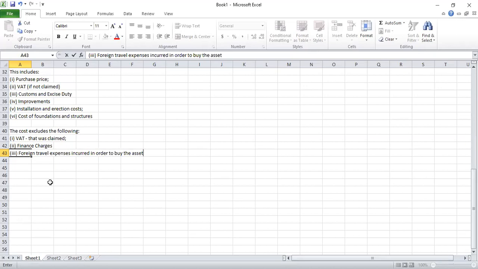Why don't they include the foreign travel expenses incurred to buy the asset, but they include delivery? Delivery will be included. When we talk about foreign travel expenses, maybe we mean officials going to a foreign land to acquire the asset, and you give them travel allowances and stuff like that. Those will not be included in the cost of the asset. But transport and shipping will be included. Oh, all right. The transporting of the actual asset itself is not what we're talking about here.